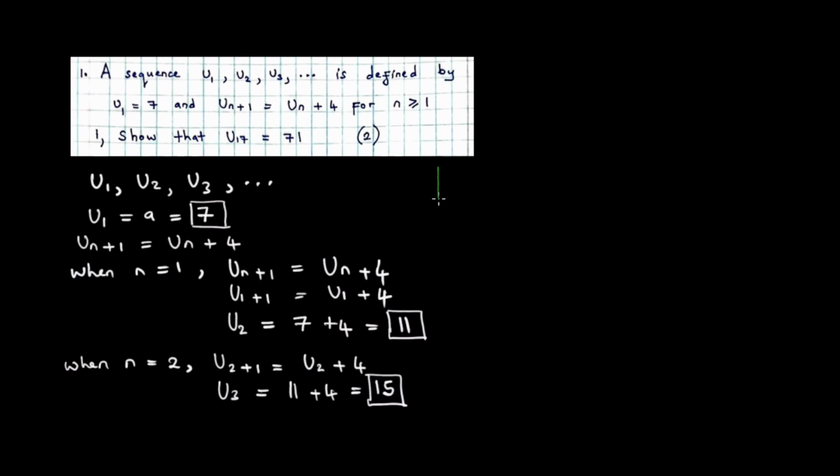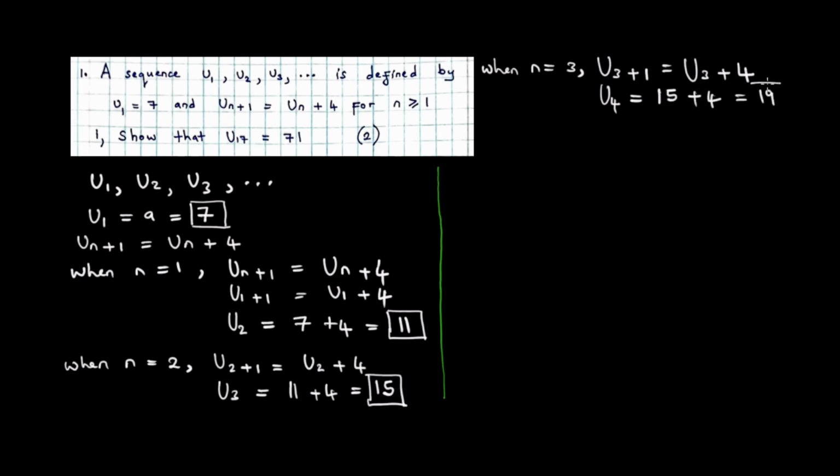Okay, let us continue here. Now we want to find, when n is equal to 3, u3 plus 1 is equal to u3 plus 4. u3 plus 1 is u4, which is equal to u3, which we see is 15, so it's 15 plus 4, which is equal to 19.